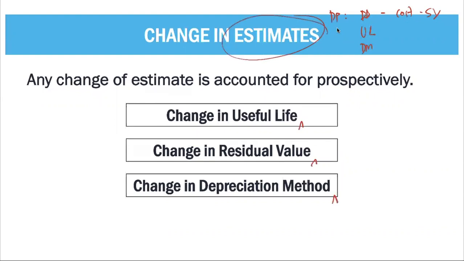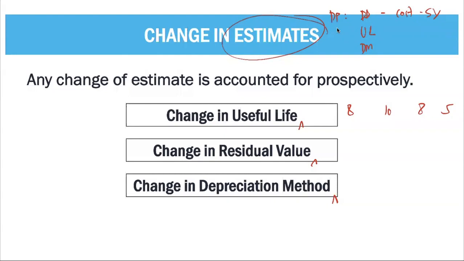Meaning, what if there is a change in your useful life? So previously, it is only 8 years, now it's 10 years. Or previously, it is 8 years, but now 5 years. Or change in residual value. Let's say before your residual value is 0, but now you place 10,000. Change in depreciation method. Let's say you use a straight line, now you use working hours.